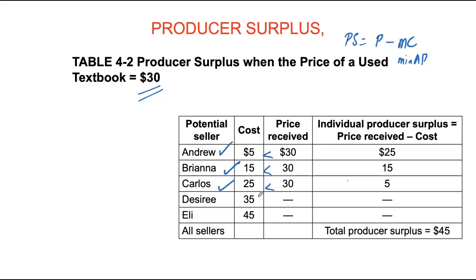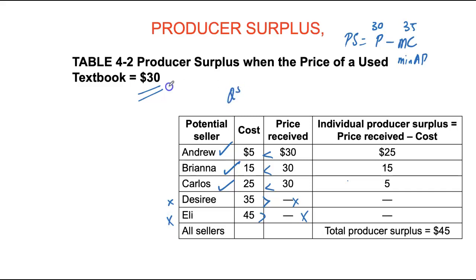As soon as you see a seller with a cost higher than the market price, this seller is not willing to sell his or her good. Why not? Because they are going to have a net benefit that is negative. If your cost is higher than the market price, it does not make sense for you to sell the good. You will end up receiving a negative net gain or a net loss of $5 or $10 or $15, etc. So whenever price is lower than your marginal cost, you do not sell the good. So both Desiree and Ellie will not sell the good, or they are not willing to sell the good at the market price of 30.